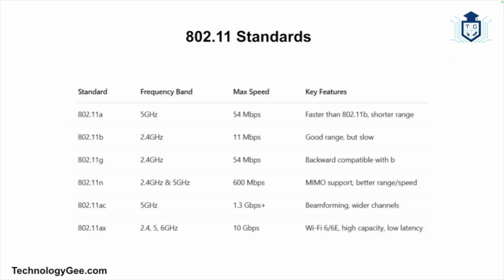All right, so moving on. On your screen, what you're looking at right now is the 802.11 standards for the evolution of Wi-Fi. So the IEEE 802.11 family of standards defines how Wi-Fi works, and each standard brings improvement in speed, range, and capacity. And as you can see on your screen right here, here is a chart that I put together showing you the standard, its frequency band, its maximum speed, and its key features. So go ahead and get a screenshot of that.